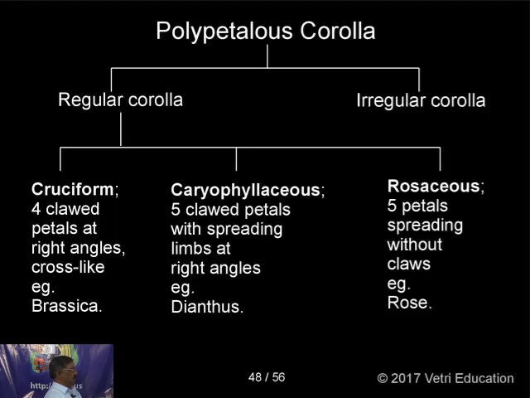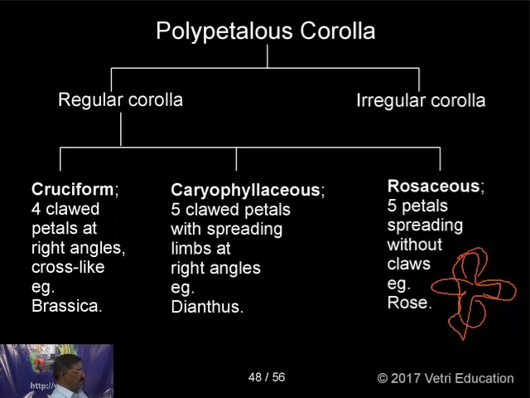So the first one, the cruciform: the flowers having the clawed petals at right angles, just like a cross. Just like a cross, the petals are in all directions, looking like a cross. This is called cruciferous corolla. Example, Brassica. And the next one is caryophyllaceous.